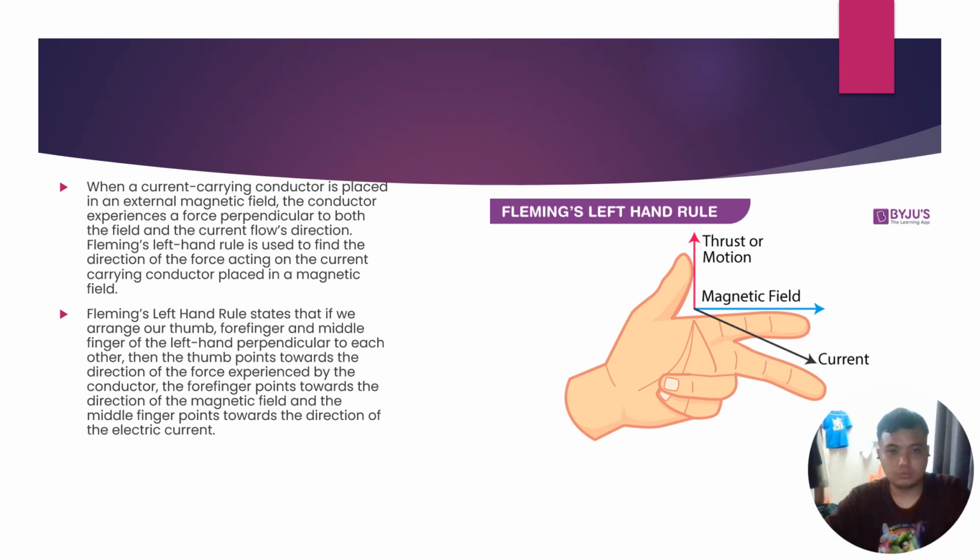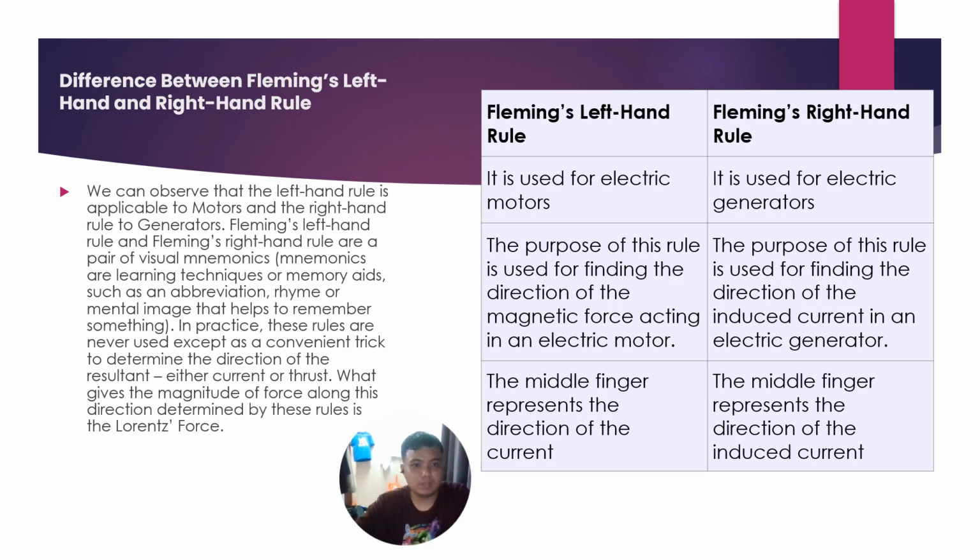So what's the difference between Fleming's left-hand and right-hand rule? We can observe that the left-hand rule is applicable to the motor and the right-hand rule to the generator. Fleming's left-hand rule and right-hand rule are a pair of visual mnemonics. Mnemonics are learning techniques for memory aids, such as an abbreviation, rhyme or mental image, that help you to remember something. In practice, these rules are used only as a convenient trick to determine the direction of the resultant, either current or thrust. What gives the magnetic force along the direction determined by this rule is the Lorentz force.